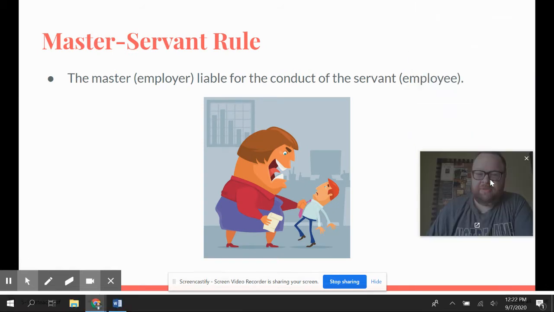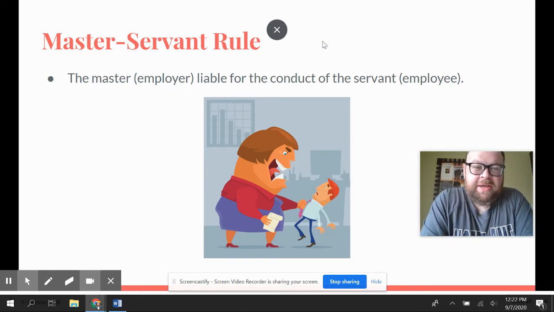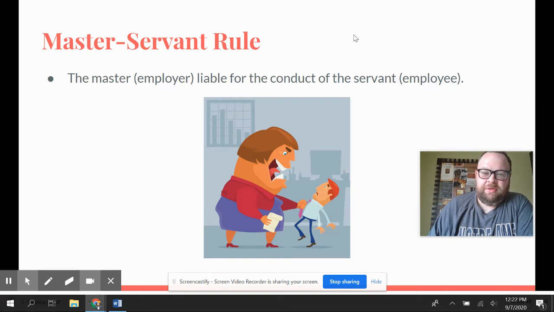Let me move my video down here. There we go. So there's a thing called the master servant rule. All right. So the master, which is the employer, is liable for the conduct of the servant, so his employees. So if you do something wrong at your job, technically your employer could be held liable. You will too, but your employer will also.